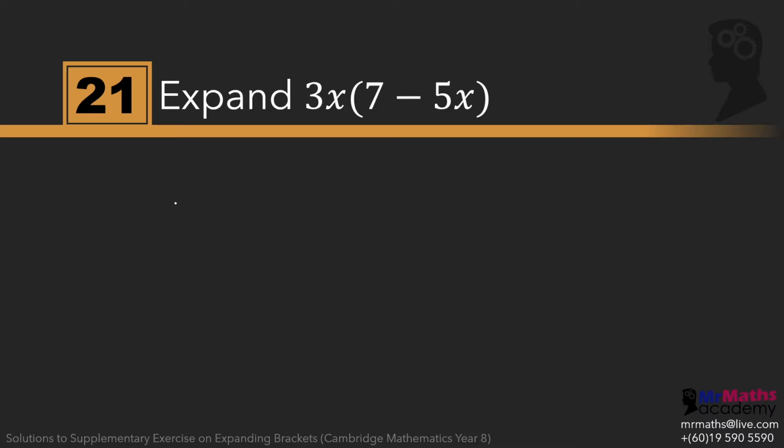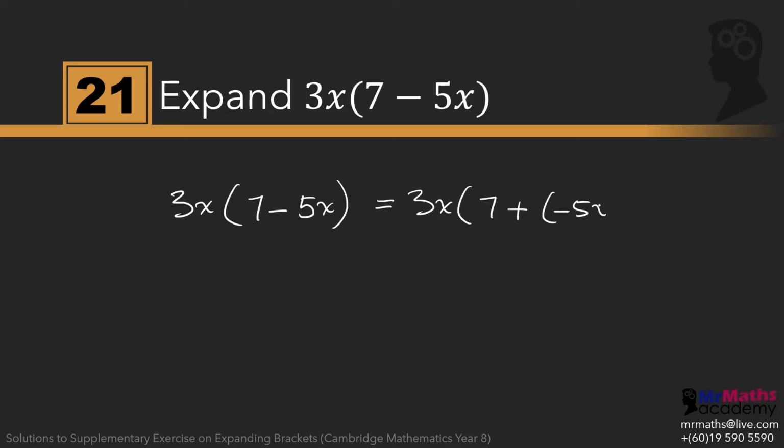Question 21. 3x times 7 minus 5x. We have a minus 5 expression here, so I'm going to enclose that in its own bracket. I'm going to turn it into plus here first. So minus 5x. Or I can put minus 5 here only, and then put x outside of it. Like this. It doesn't really matter.